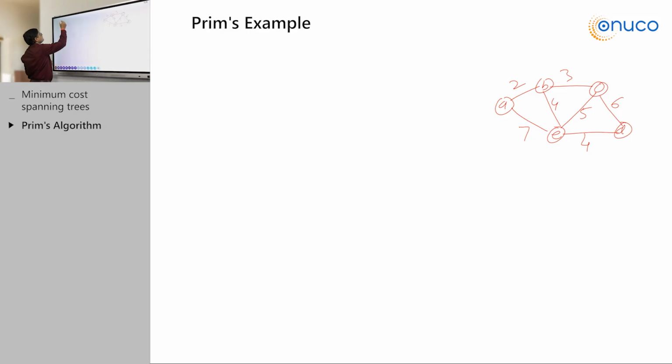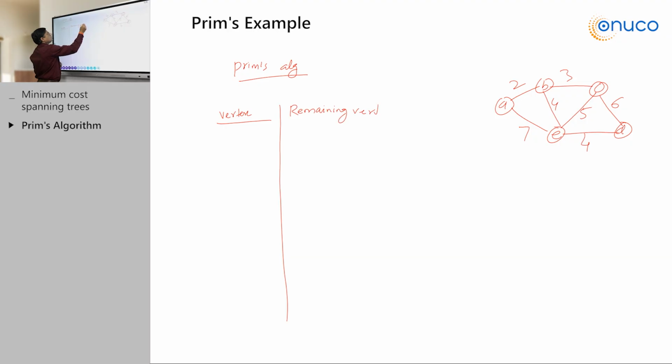Now, in order to solve Prim's algorithm, we are selecting that vertex, right? We have the remaining vertices, and we have illustrations, or we can say tracing of those points.